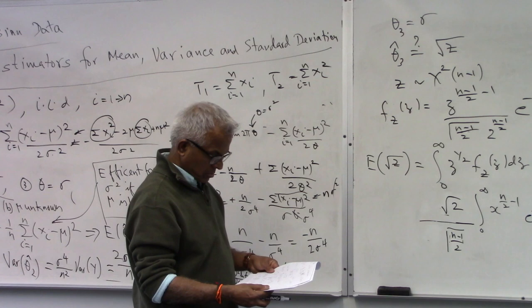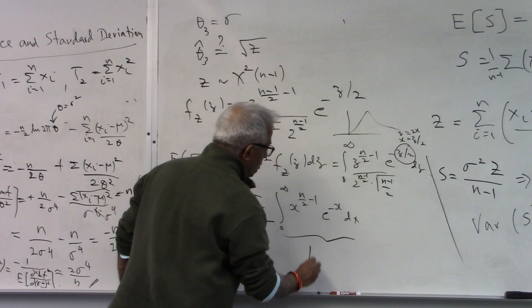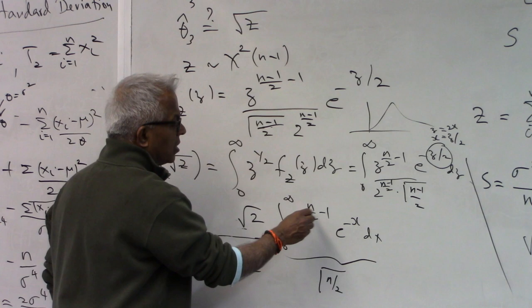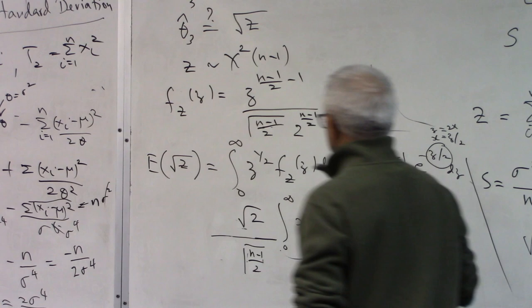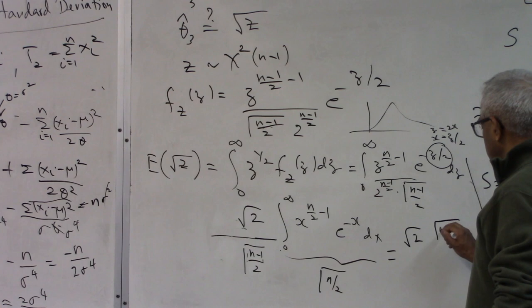And this is by definition gamma of n by 2. Gamma of s is the integral of x to the power s minus 1 e raised to minus x dx, okay. So we get this to be, remember this is not square root, gamma of n by 2 divided by gamma of n minus 1 by 2.